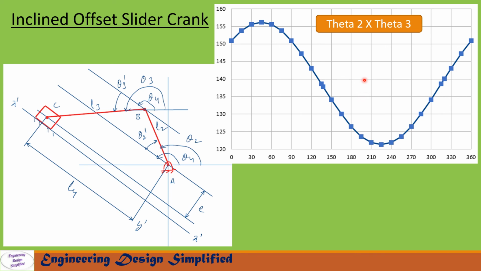In this graph, theta 2 versus theta 3 is plotted. So theta 2 is along the horizontal axis, theta 3 along the vertical axis. So between 30 and 60 degrees theta 3 is going to be maximum, and between 210 and 240 degrees theta 3 is going to be minimum.